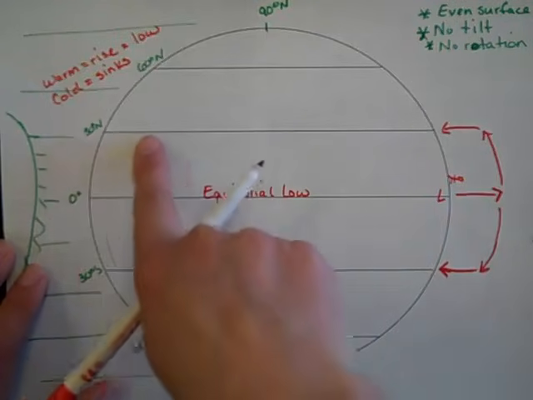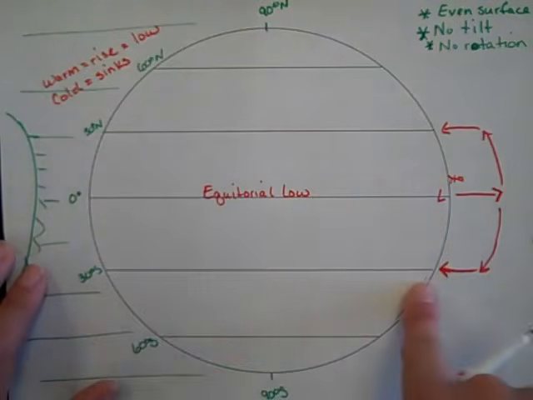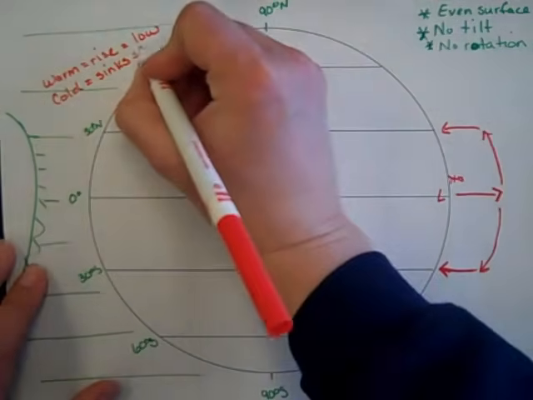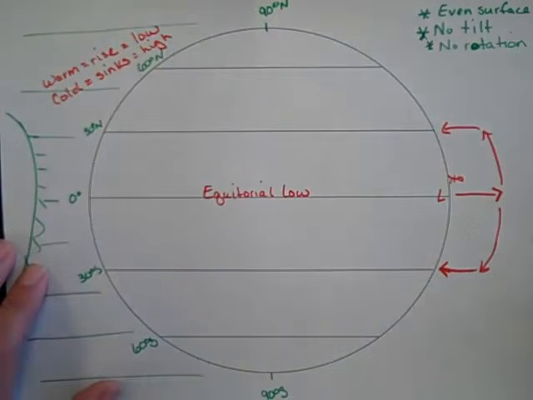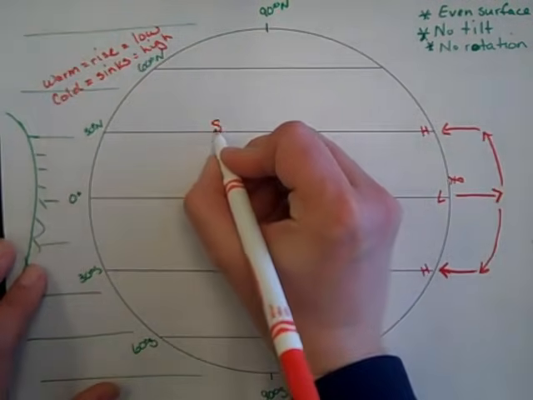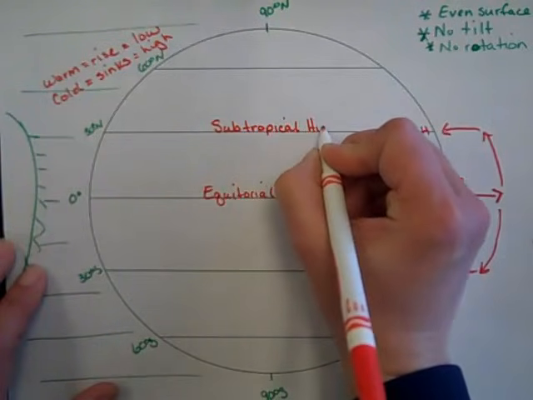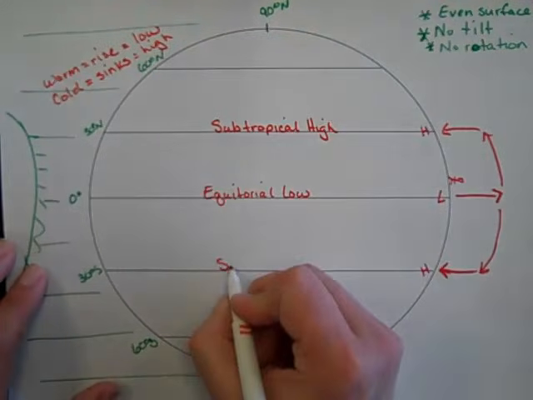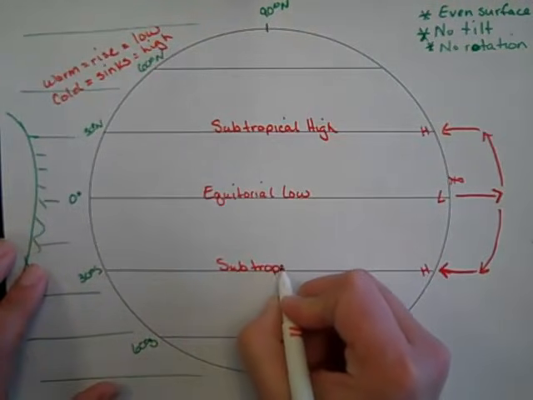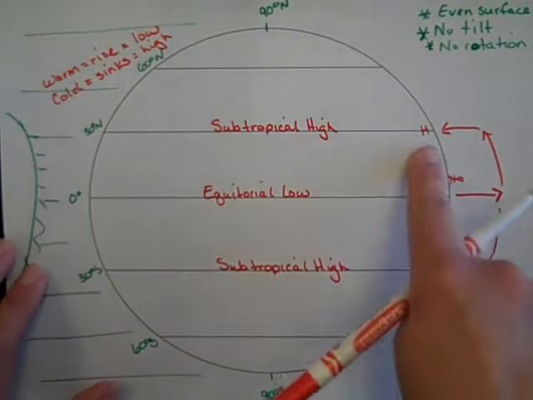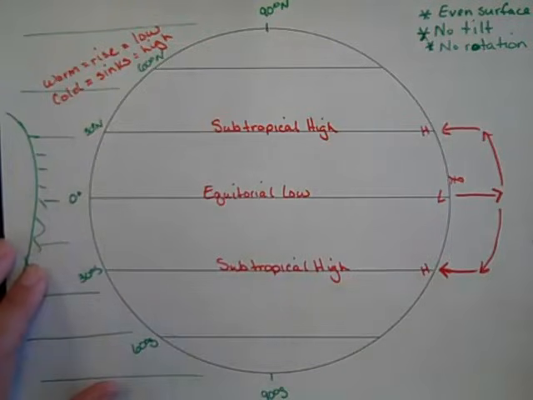And this is pretty typical. Around 30 degrees north and 30 degrees south, we have sinking air. Now, sinking air forms high pressure systems. So we have a high pressure system here and a high pressure system here. These are what we call the subtropical highs. And we have one in the northern hemisphere, and we have one in the southern hemisphere. Okay, so we have two subtropical high pressure systems right at 30 degrees.